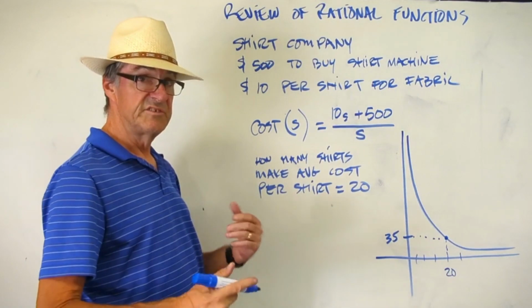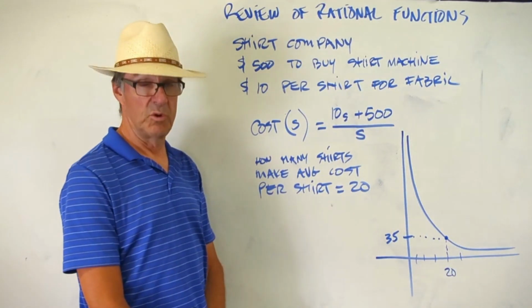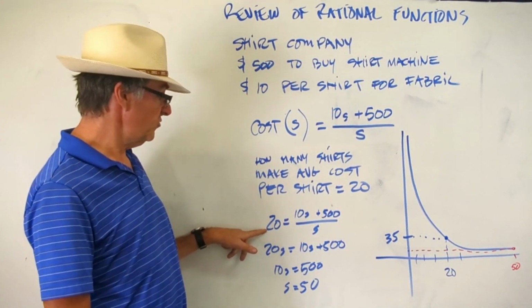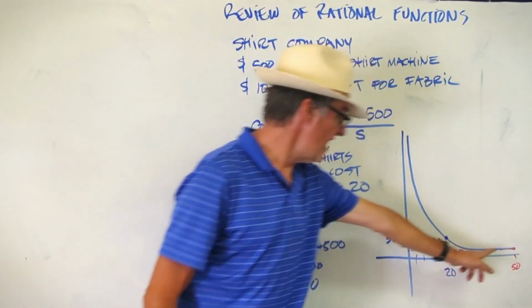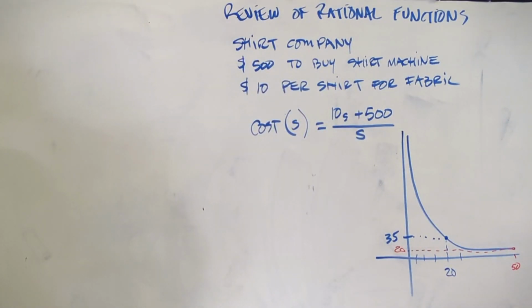Okay, your next one, same idea. Now find out how many shirts it takes to make the average cost per shirt $20. All right, I just did my math again. I set my average cost to 20 and solved, found the S, that's 50. Go ahead and plotted that, and there is my result. Boom!